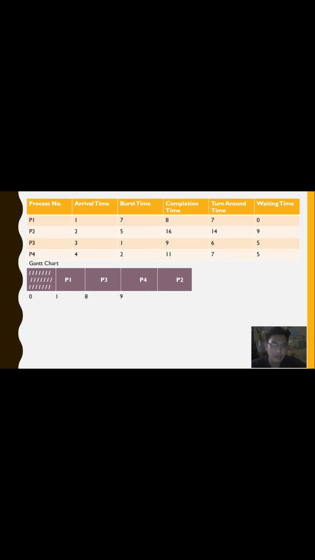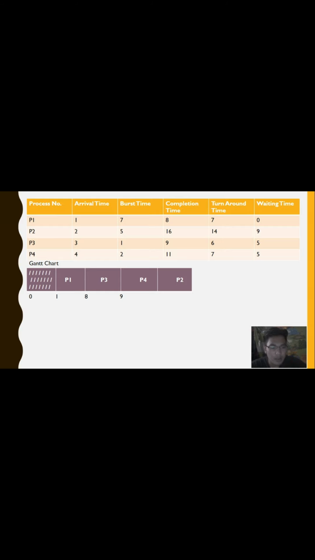So from P1 to P3, rather, the completion time is 9. You only had to add the completion time of P1, which is 8, and the burst time of P3, which is 1. That's why it's 9.